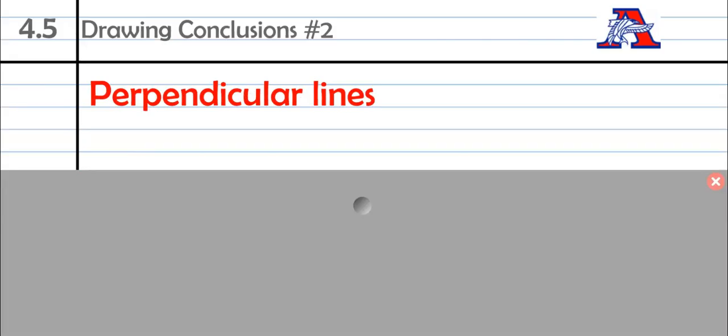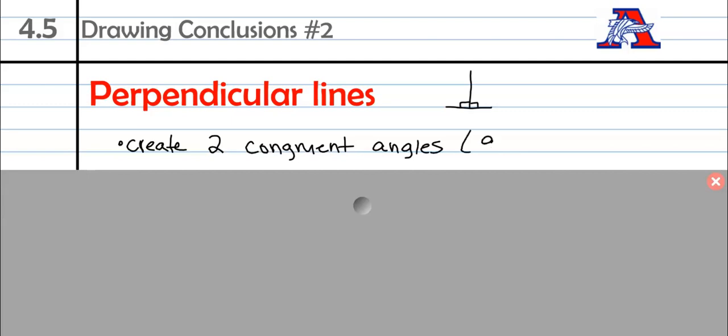So first one we're going to talk about is perpendicular lines, and this one I don't think is entirely new to you, but perpendicular lines are going to look like this, and they are going to create two congruent 90-degree right angles. So perpendicular lines create two congruent angles. And they're always going to be right angles or 90-degree angles.